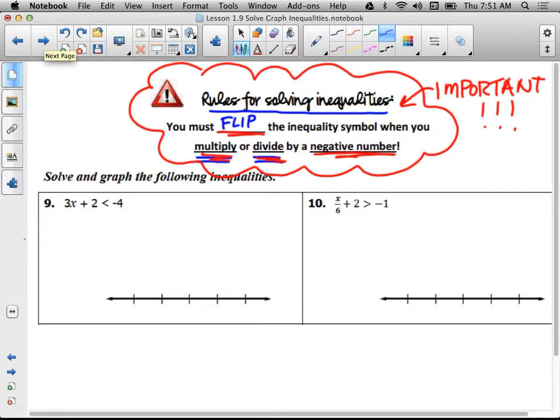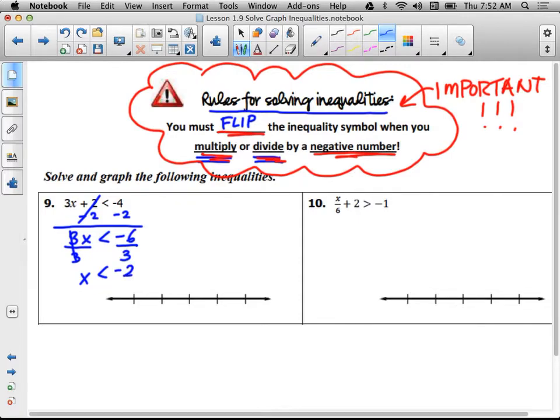So let's look at number 9. We're going to solve this like we solved our equations in a previous lesson. So we'll look at 3x plus 2 is less than negative 4. We're going to treat it like an equation. We need to eliminate the constant term first, so we'll subtract the 2 from both sides, and we'll be left with 3x is less than negative 6. We will divide both sides by 3. Notice that we're dividing by 3. That's a positive number, so we do not need to flip the inequality symbol.